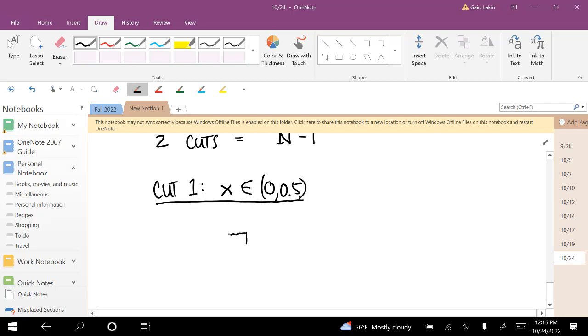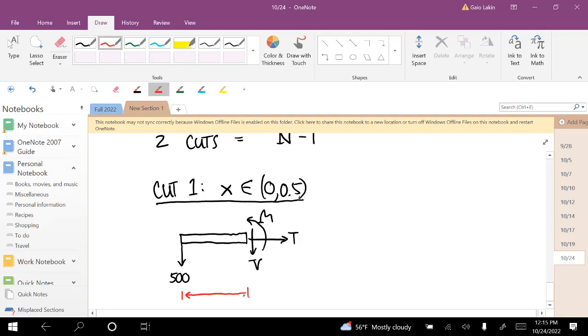And that free body diagram, I'm just drawing one free body diagram that represents all these. There's a 500 here. We haven't gotten to the 1,000. And then there's T, V, and M. And this length is x. And I'm going to use this as my about point. Any questions about that?